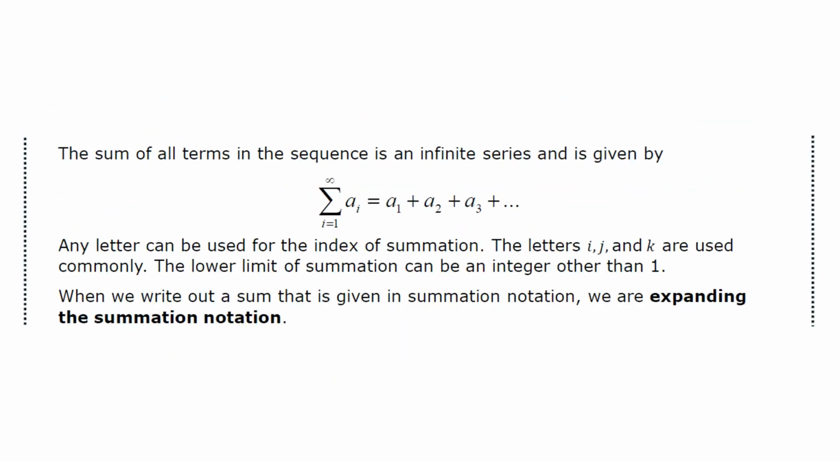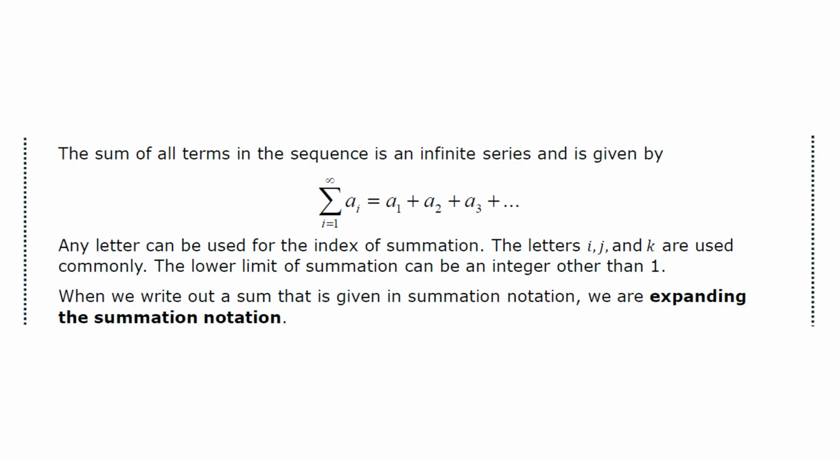So the sum of all terms in the sequence is an infinite series, and it's given by the summation of a subscript i, where i is equal to 1, and you're going all the way to infinity. So any letter can be used for the index of the summation. The letters i, j, and k are used commonly.